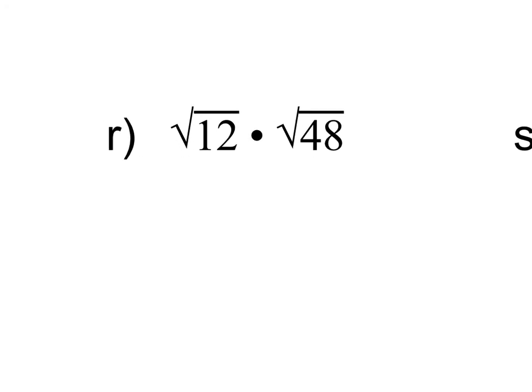Let's do this one. I know you could break apart 12, and I think you can with 48. So 12 becomes square root of 4 times the square root of 3. Square root of 48, that becomes 16 and 3. That's the biggest one.